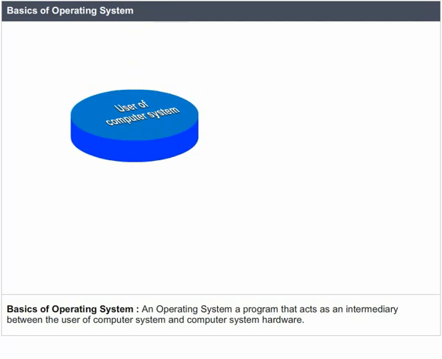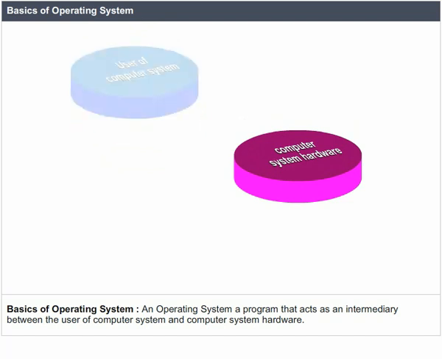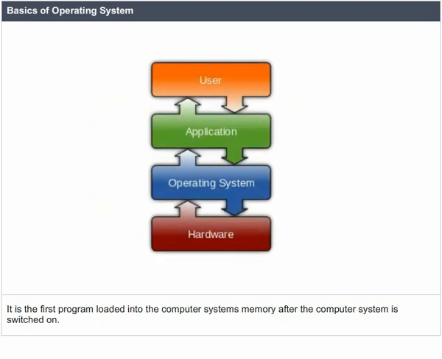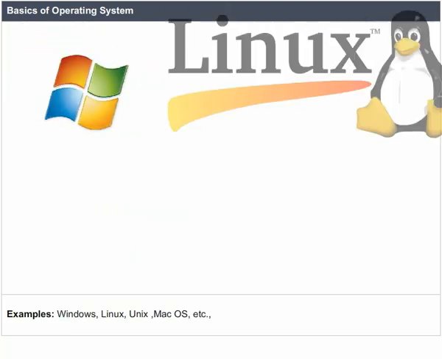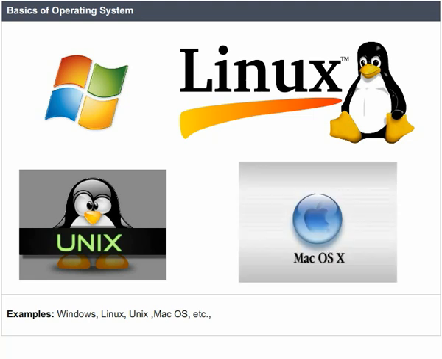Basics of operating system. An operating system is a program that acts as an intermediary between the user of a computer system and computer system hardware. It provides an environment in which the user can execute programs in a convenient and efficient manner. It is the first program loaded into the computer system's memory after the computer system is switched on. Examples: Windows, Linux, Unix, Mac OS, etc.